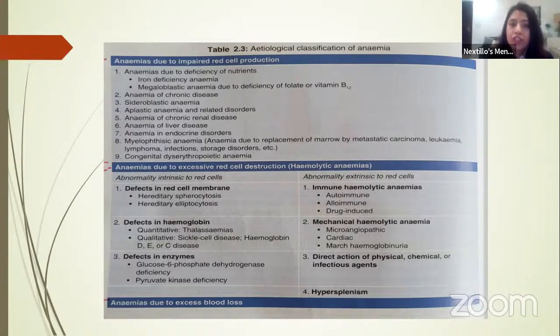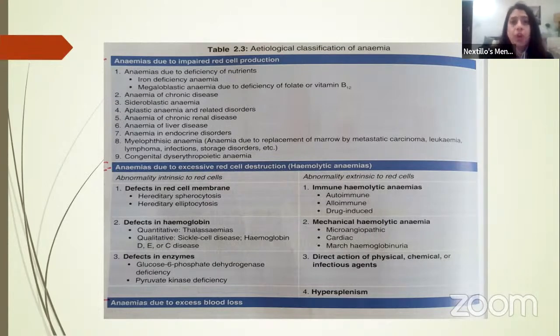So in the structures, we had read about hemoglobin, we had read about enzymes, and we had read about the membrane. So any problem in any of these structures, be it the membrane, be it the type of hemoglobin that is being formed, or be it the type of enzymes, any abnormality, the body will detect that the RBCs being formed are abnormal and hence try to remove them by destroying them. Then these were abnormalities which are intrinsic to the red cells.